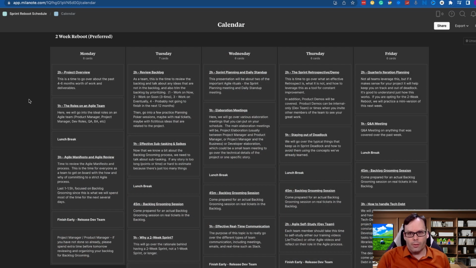It doesn't matter what your role is on the development team. Right now, I'm just going to show you a typical 2-week reboot schedule. So first of all, we'll go through a project overview. That's to get everyone on the same page, including me if I'm an outside consultant coming and helping with this, on the goals and the deadlines of the project. Also, we talk about the last 4 to 6 months worth of work and the next 4 to 6 months worth of work, ideally. Then we go over the roles on an agile team.